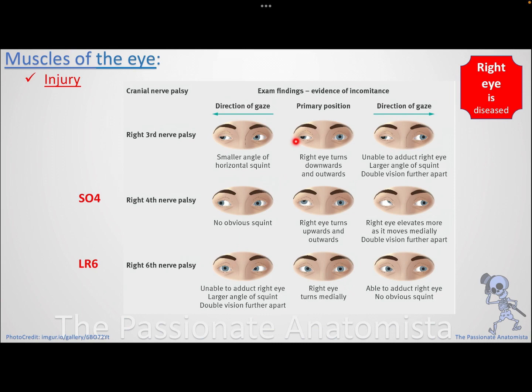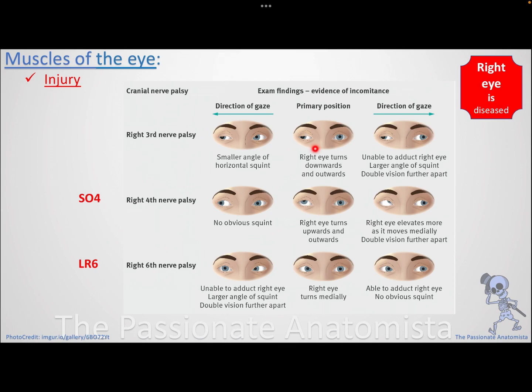and his eye is locked in abduction, whether you tell him look to the right, it's in abduction. Look to the left, it's in abduction. Don't look anywhere, it's in abduction. It means, you guys, that the lateral rectus muscle is very good and it's dominating over everything else.